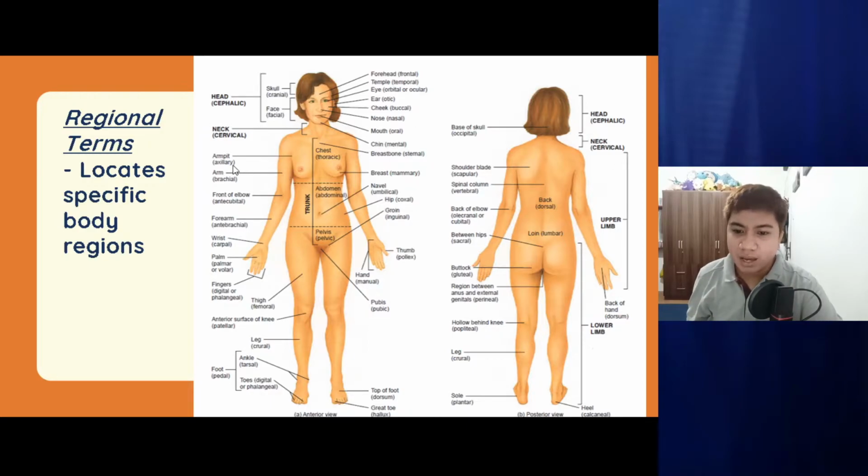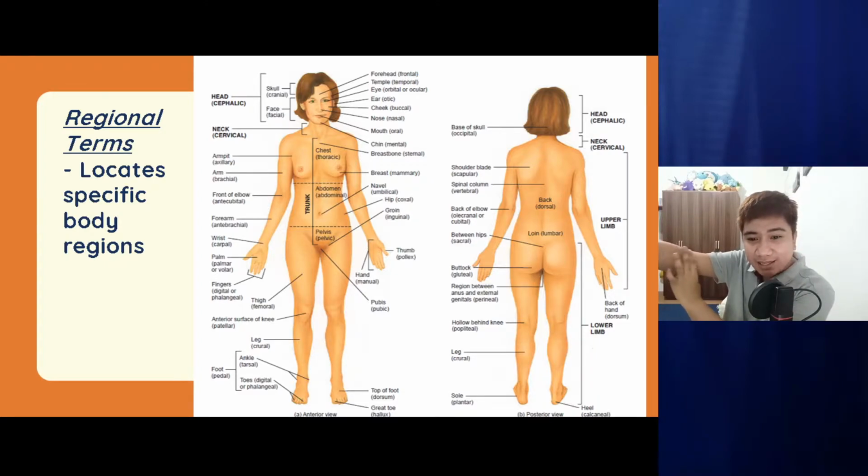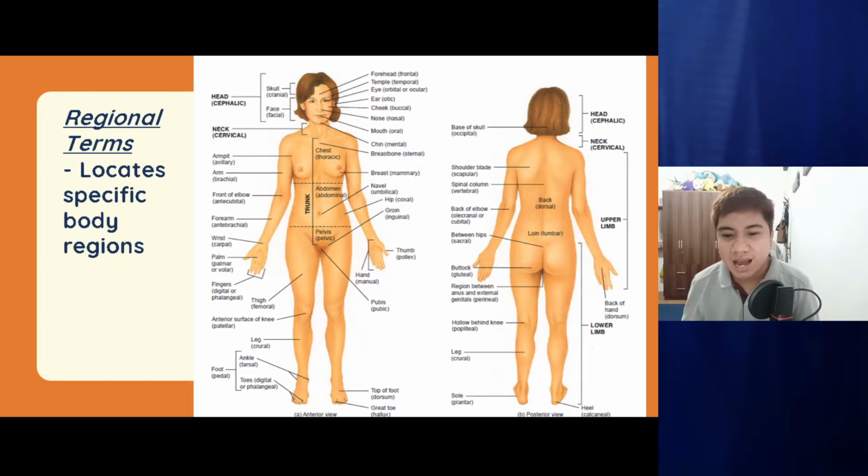For armpit, we have your axillary. For arm, we have your brachial. For the front of the elbow is antecubital. Ang ari di mismo, ang ginakwaan ta dugo sa mga medtech usually is your antecubital area. Okay? We also have your antebrachial or your forearm.